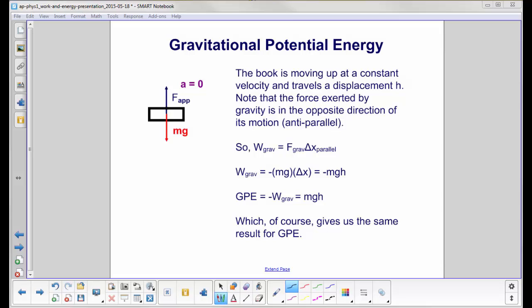We'll go back to the free body diagram here to illustrate our point. The book here is moving at a constant velocity in the up direction, a displacement of h. The force exerted by gravity, that's right here, that's mg, is in the opposite direction of its motion. So the work done by gravity, once again, here we have F gravity delta x parallel. In this case, the force is negative, because it's opposite the direction of the motion. So we get the work done by gravity is negative mgh, the GPE is the negative of the work, so we get mgh, which is the same answer, which is always good.